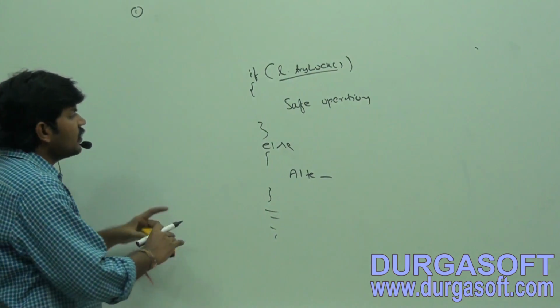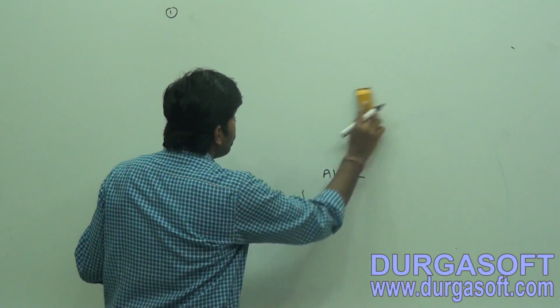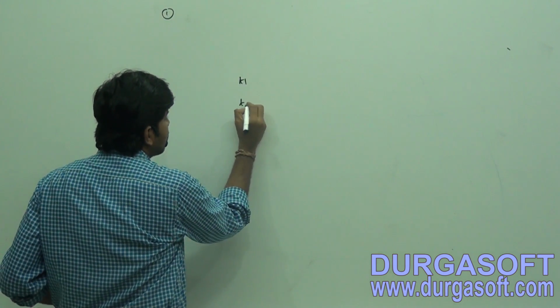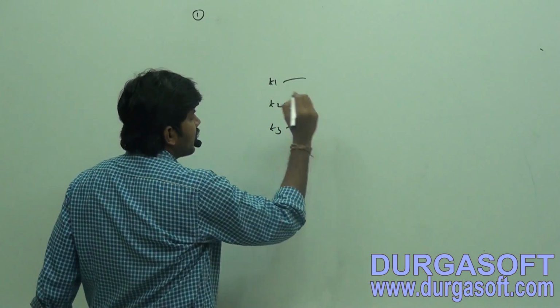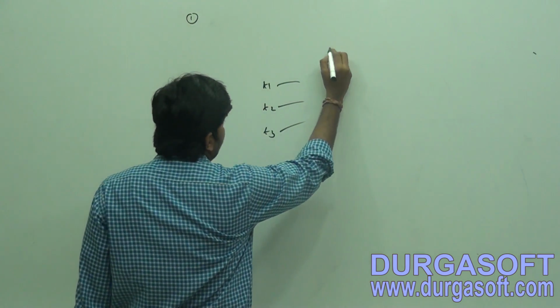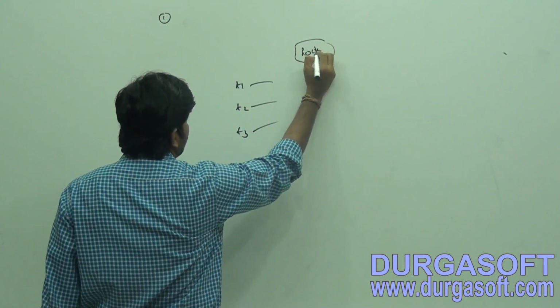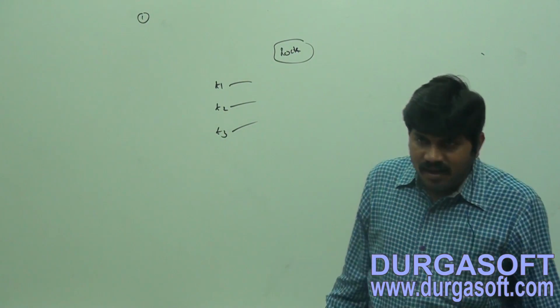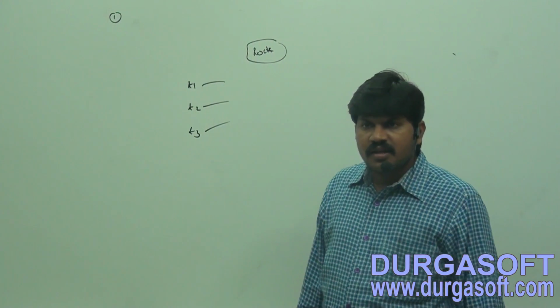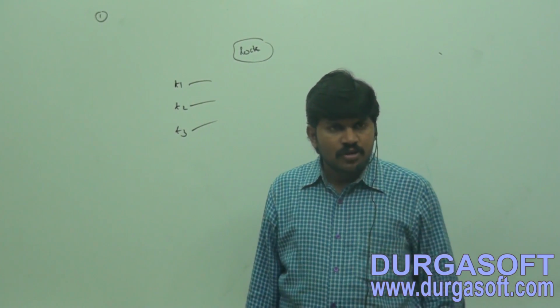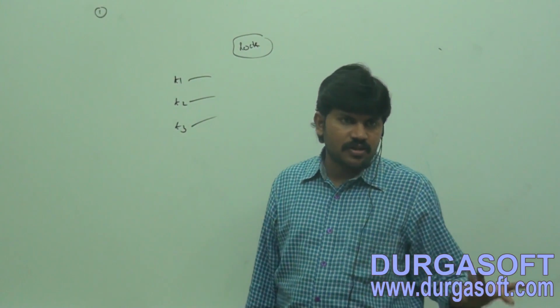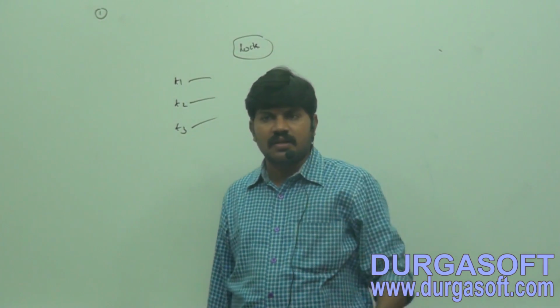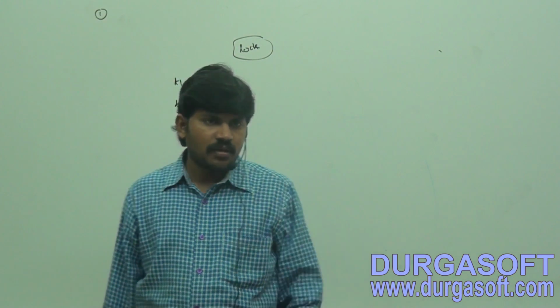Second one, sir, suppose multiple threads are waiting to get the lock: T1, T2, T3, three threads are waiting to get the lock. Assume the lock is available. Sir, now which thread is going to get the lock? Do you have any idea? Maybe T1 or T2 or T3, the thread scheduler will decide. Sir, I don't want this type of thing.